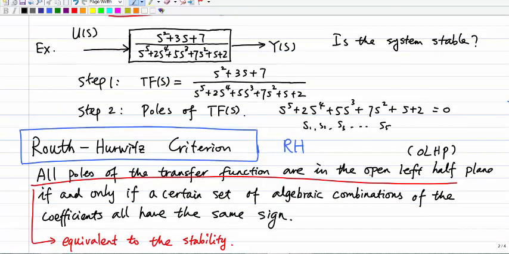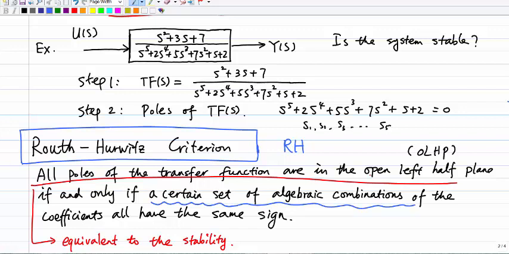This is what the Routh-Hurwitz criterion says. All poles of the transfer function are in the open left half plane, which means they have negative real parts, if and only if a certain set of algebraic combinations of the coefficients all have the same sign. It's a little bit vague at this moment. I will talk about what kind of algebraic combinations later on, and I'll give you an example. There are a couple of cases we'll talk about.